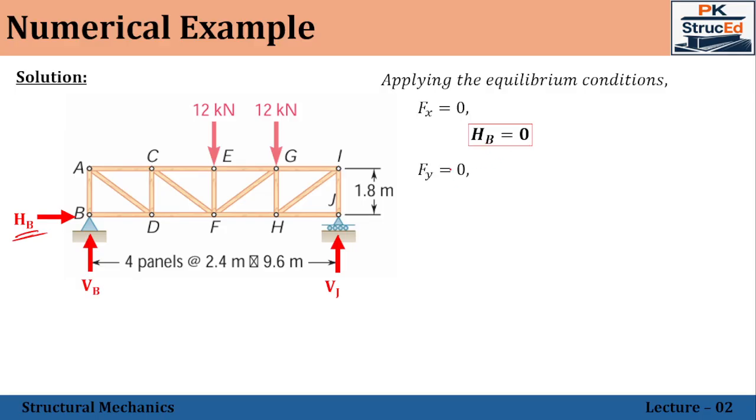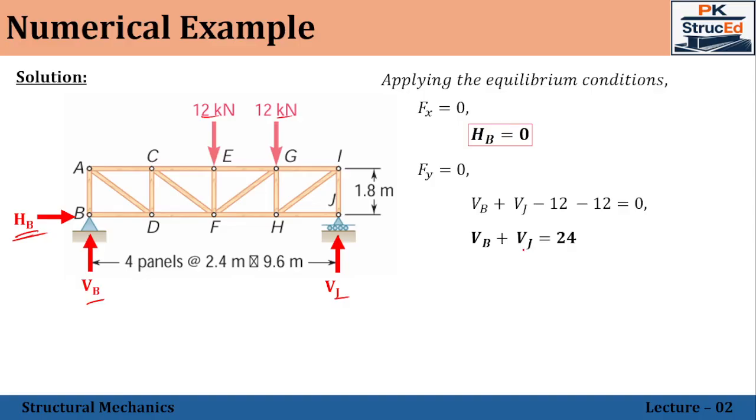Next, applying the vertical force equilibrium, we have VB and VJ acting in the upward direction, whereas the 12 and 12 are acting in the downward direction. So applying that, VB plus VJ minus 12 minus 12 is equal to 0. There comes the equation VB plus VJ is equal to 24. Next, we have only this relationship between VB and VJ.